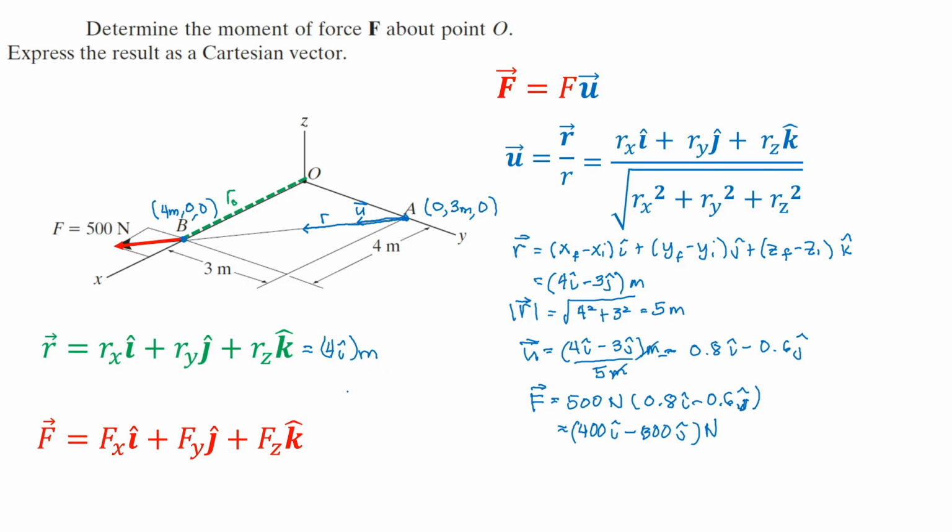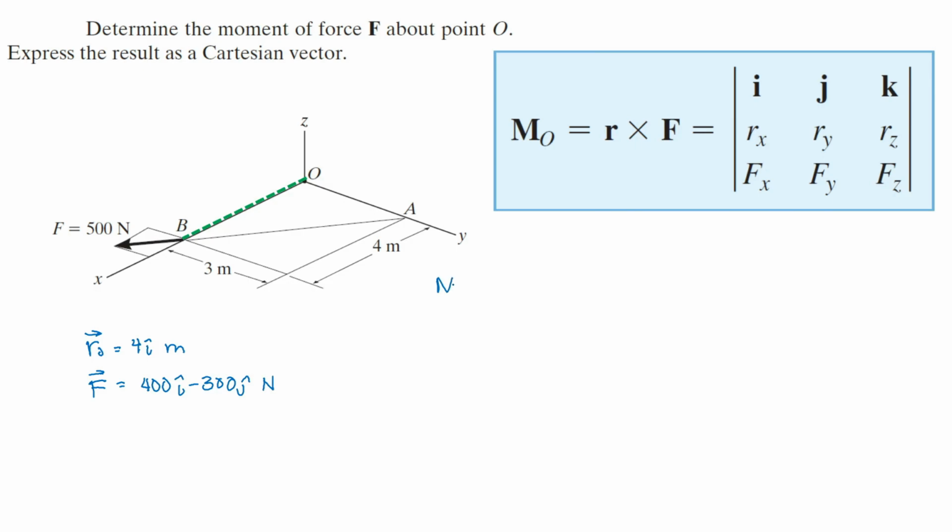So let's solve the product of this to get the moment. To get the moment of force, that is the moment arm cross the force, which is equal to the determinant with i, j, k on the top row, then 4 meters, 0, 0, and then 400, negative 300, and 0.